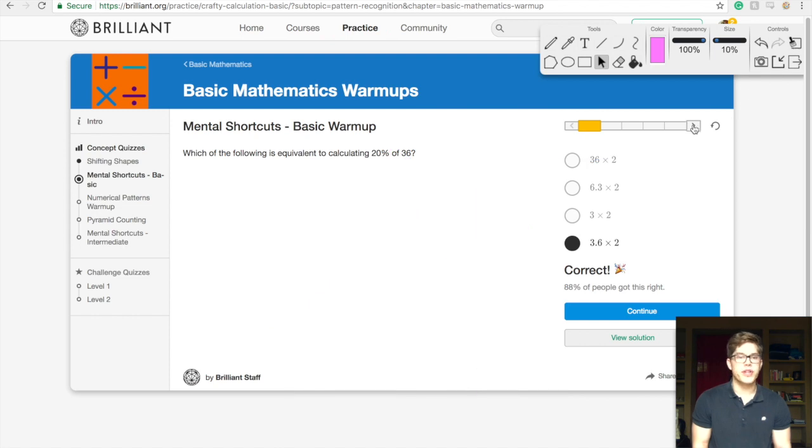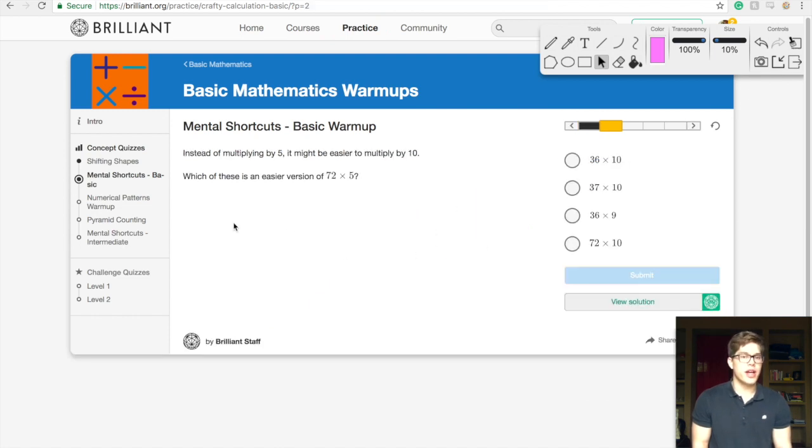Next problem. What is this saying? Instead of multiplying by 5, it might be easier to multiply by 10. Which of these is an easier version of 72 times 5? So what they mean by this, it might be easier to multiply by 10, is that a handy little mental mathematics trick is if you're multiplying a number by 5, you can instead multiply by 10 and then divide by 2. And let's think of an easy example.